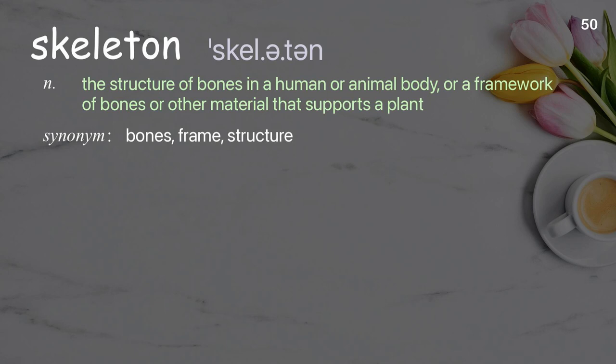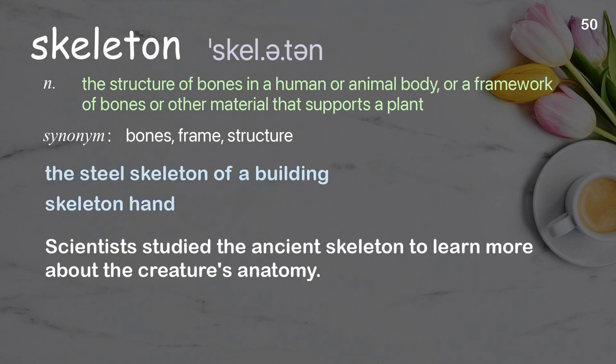Skeleton: the structure of bones in a human or animal body, or a framework of bones or other material that supports a plant. Examples: the steel skeleton of a building. Skeleton hand. Scientists studied the ancient skeleton to learn more about the creature's anatomy.